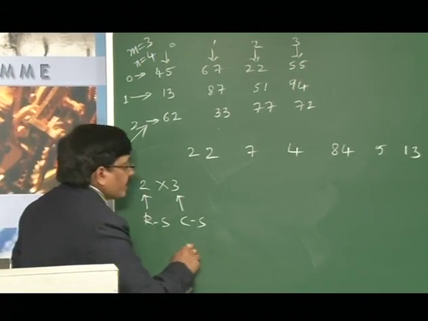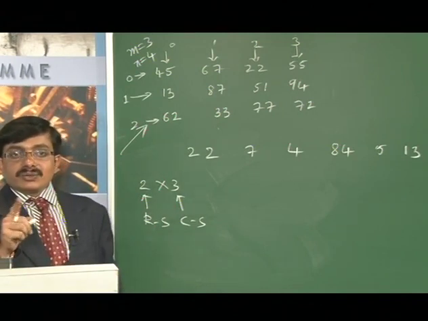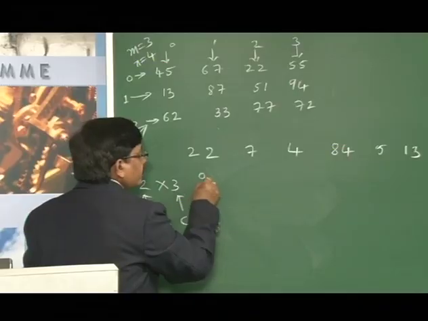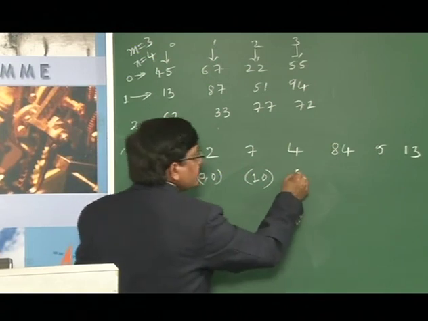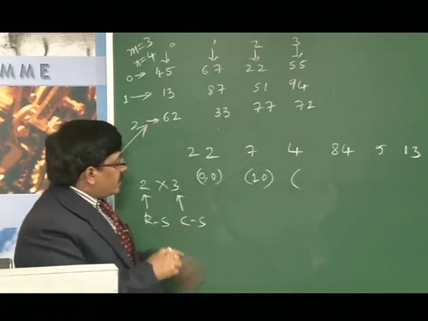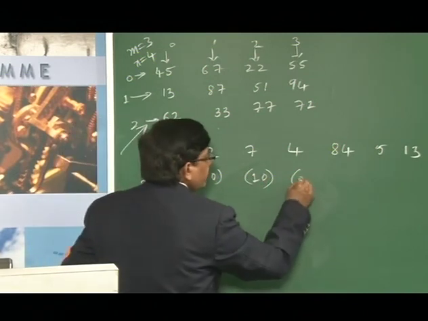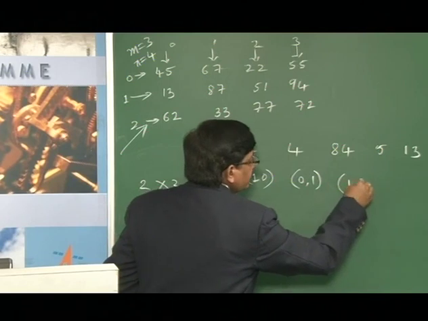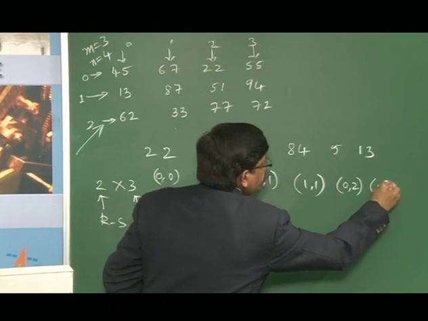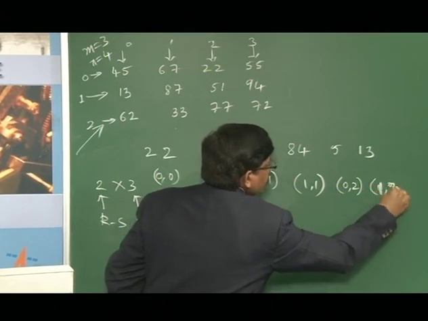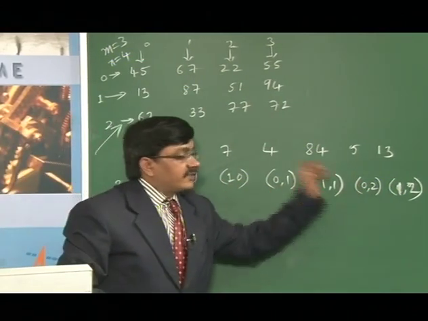So, it is like 2 rows and 3 columns. The elements 22 and 7: this is the index of 0th row and 0th column, and this is the index of first row and 0th column. So, first I read the elements of the 0th column. Next I read the elements of the first column. Next, I will read the elements of the second column.